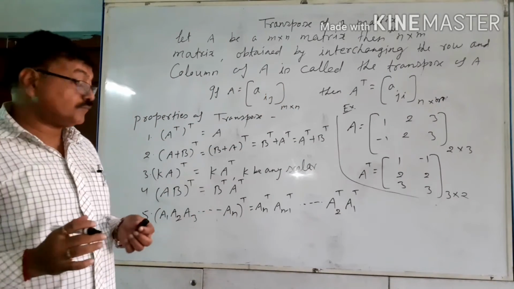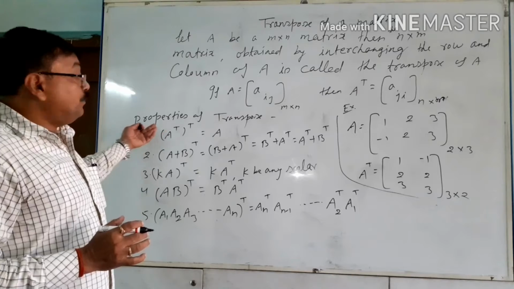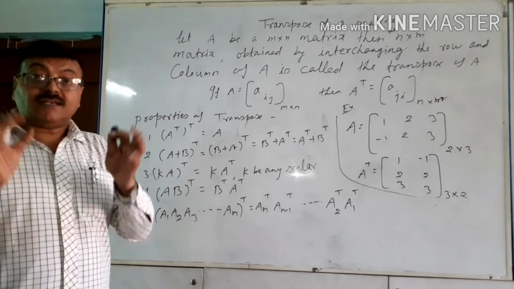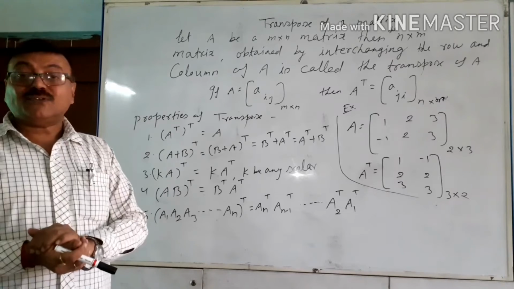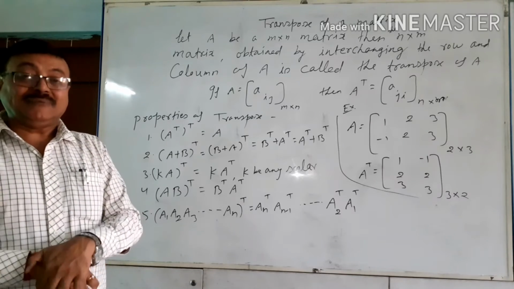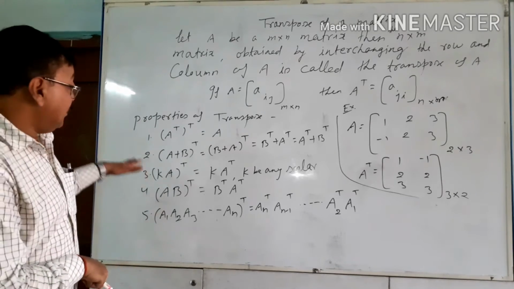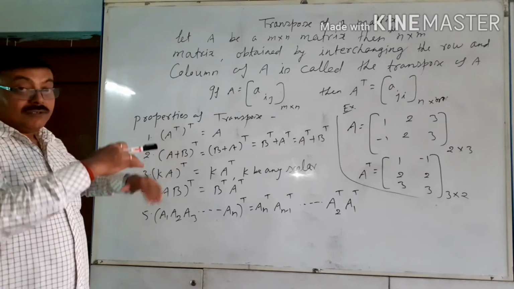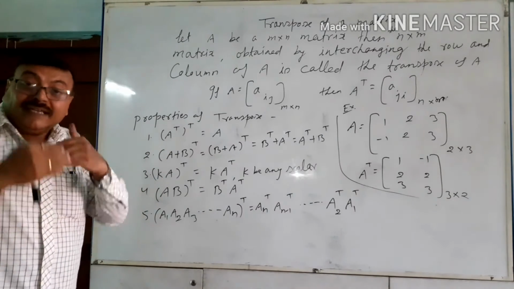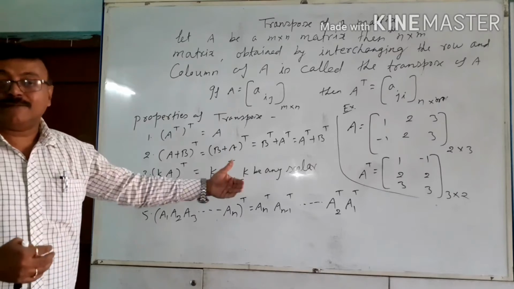Now, the properties. There are some properties of transpose also. We have to know about the properties of the transpose of a matrix. The first property is the transpose of A transpose is A.